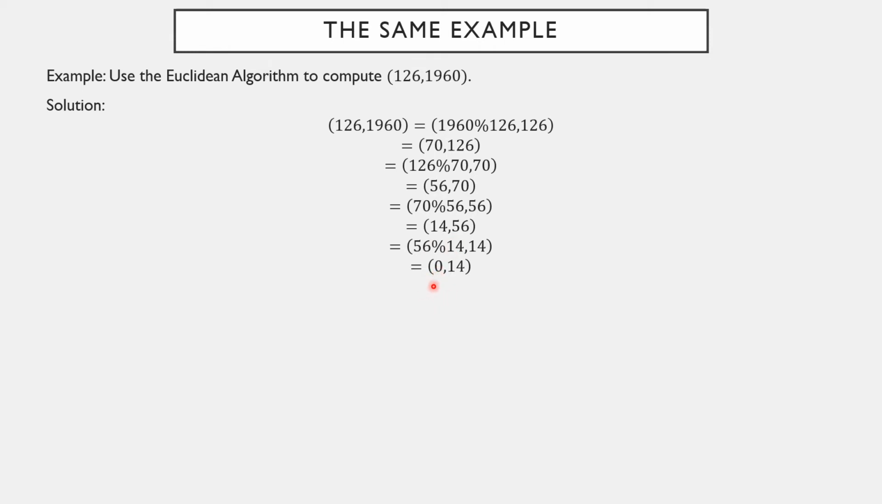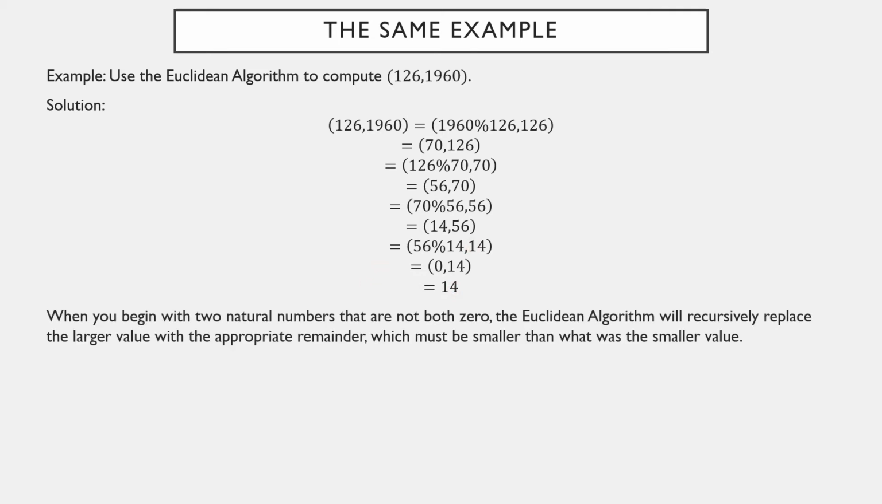But now that I have a GCD of 0 and something else, the answer is whatever that something else was. So by repetitively applying the division algorithm until we hit a 0, we're able to compute the GCD of two numbers. That's the Euclidean algorithm.